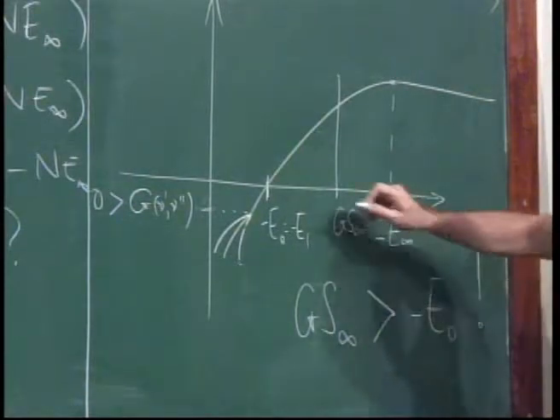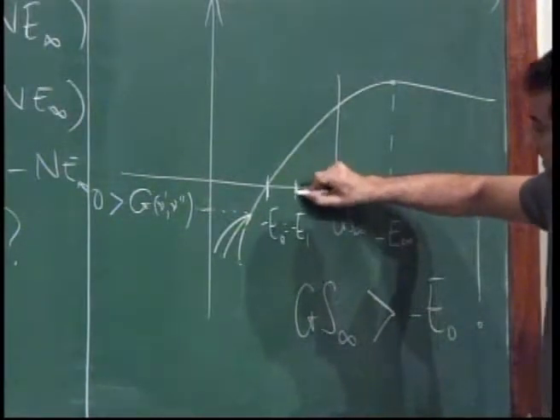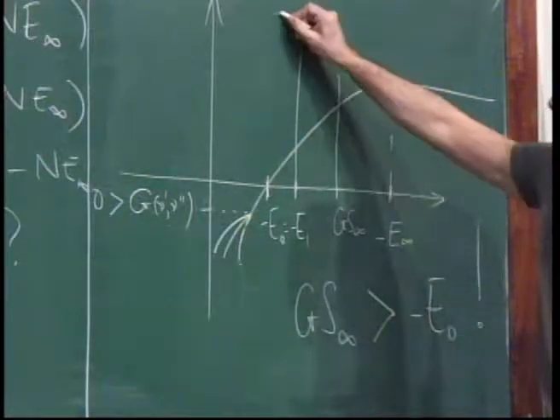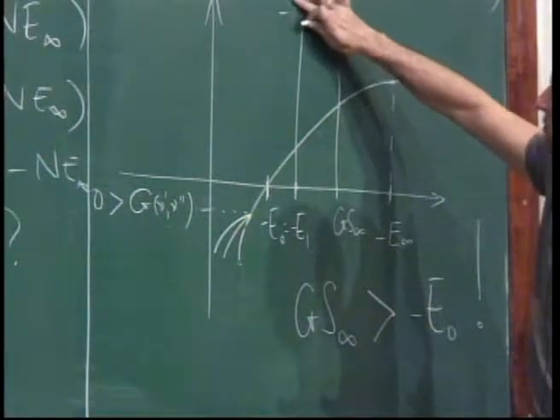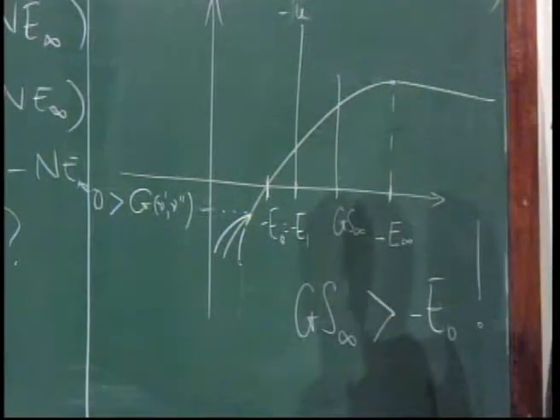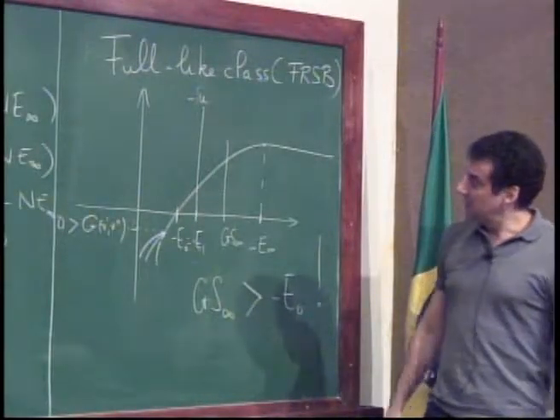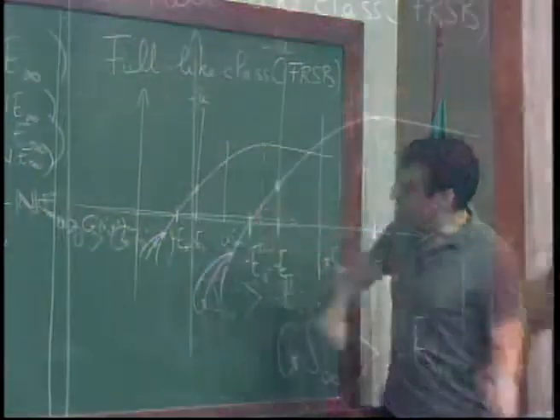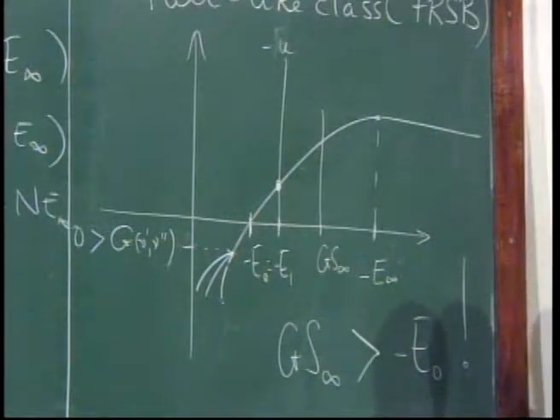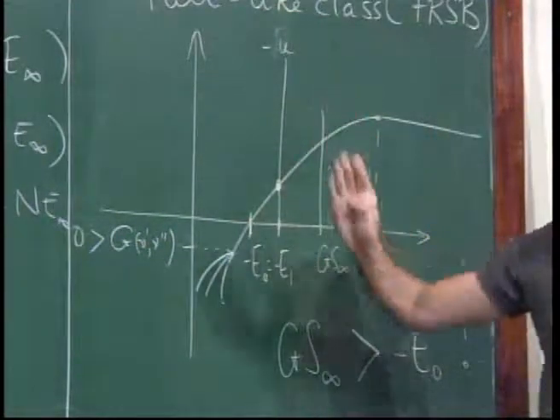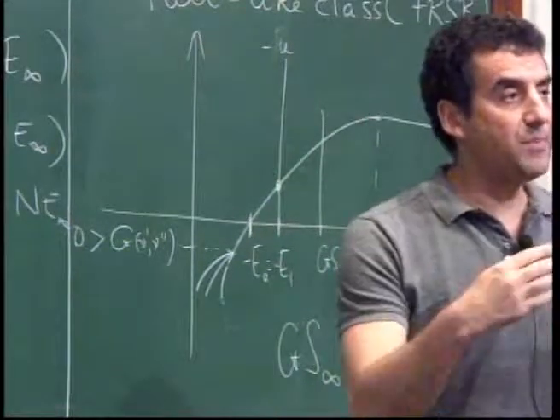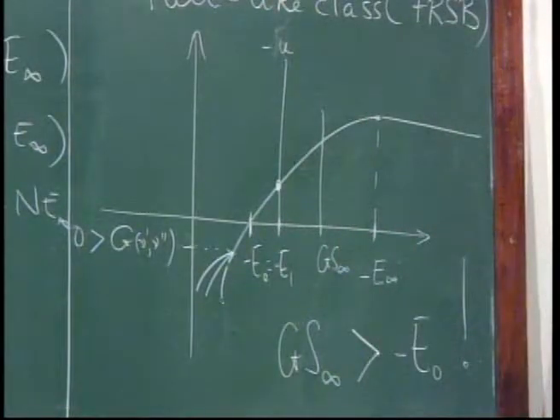So what does that mean? Take an energy here. Okay, take this energy negative U. What does that mean? The complexity here is positive, right? Which means that at this level, below this level, you have an exponentially large mean number of minima. The mean number of minima below this is exponentially large.